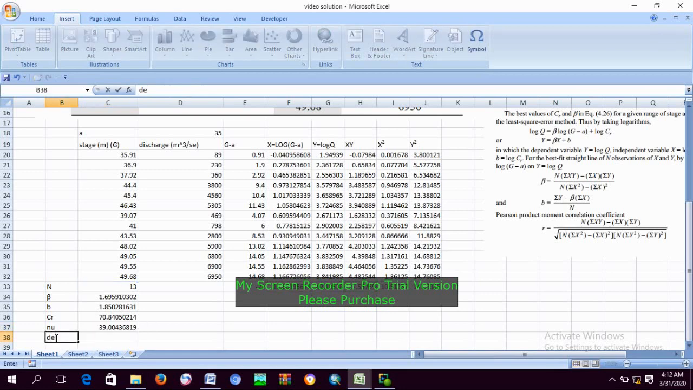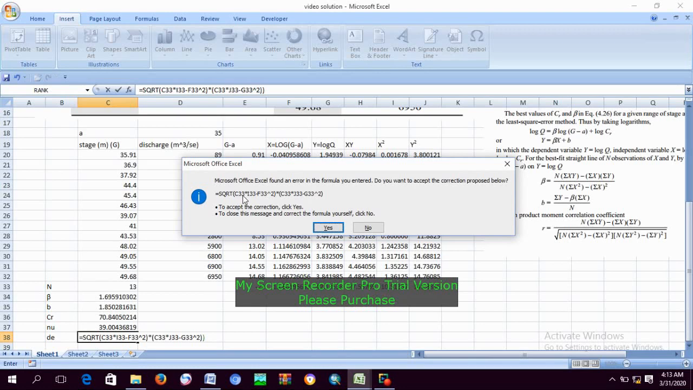And the denominator is equal to the square root of n times the summation of x square, minus the square of the summation of x, times the bracket n times the summation of y square, minus the square of the summation of y. Enter.